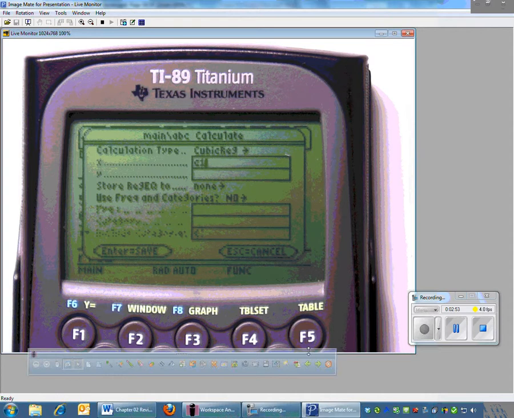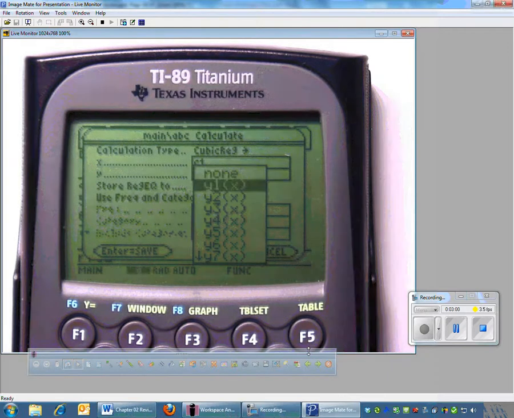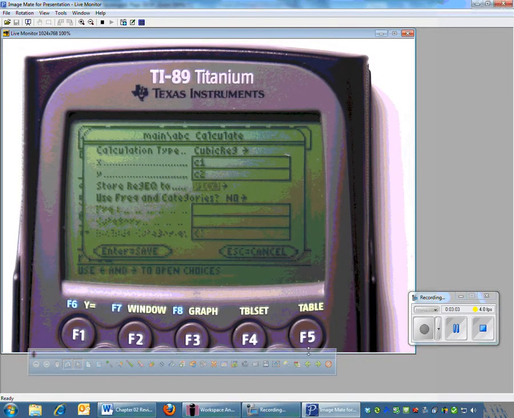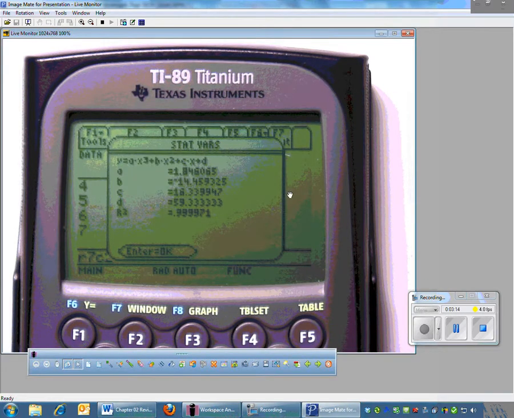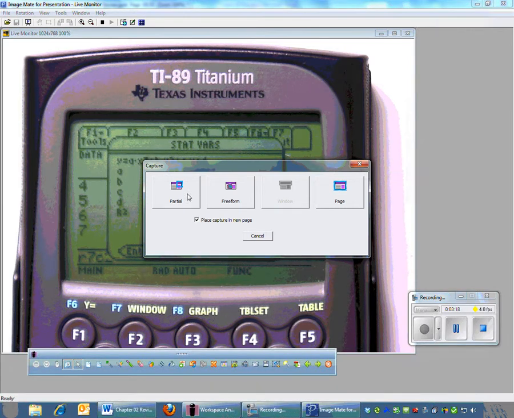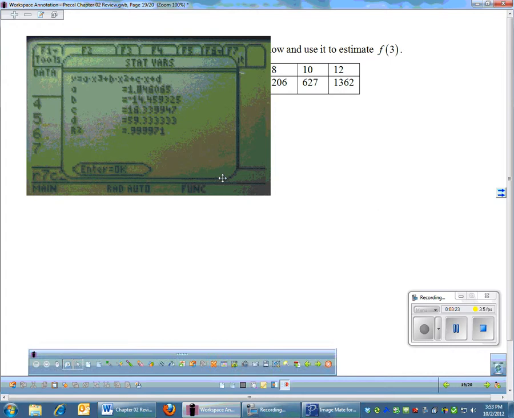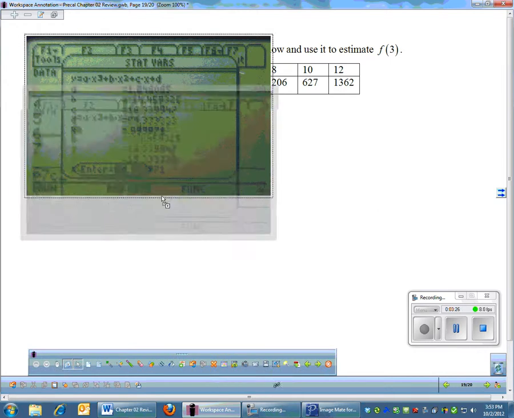You want to hit alpha C1, column 1 for the X's, alpha C2 for the Y's. And then I like to store my regression equation in Y1 because the 89 does that very nicely. So I select my cubic regression, column 1 for my X's, column 2 for my Y's, store for that. Then I will just hit enter. It'll think for a second, and it will pop up a regression. So here's my regression. I'm going to take a screenshot of that. So here's my regression equation, and we will write that down.